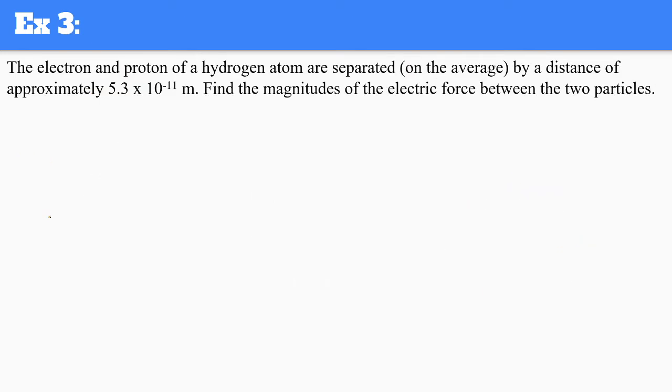So it's going to be C. Alright, an electron and proton of hydrogen atom are separated on the average by a distance of approximately 5.3 times 10 to the power negative 11, and find the magnitude of electric force between two particles. So we basically have electron, and then we have proton, and then they're basically asking for the force in between them. And a way for us to find electric force is basically as follows: K Q1 Q2 divided by distance square.